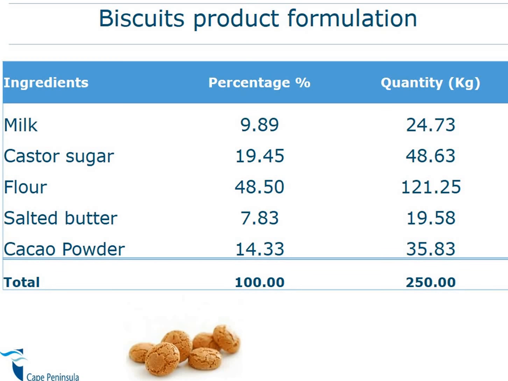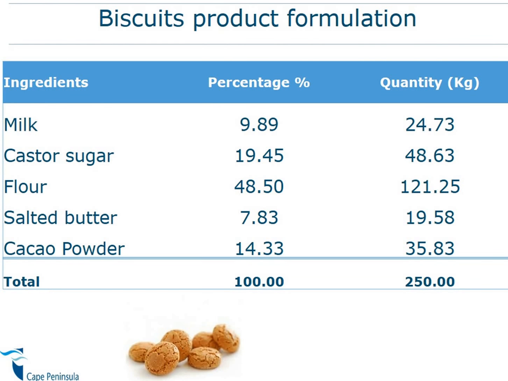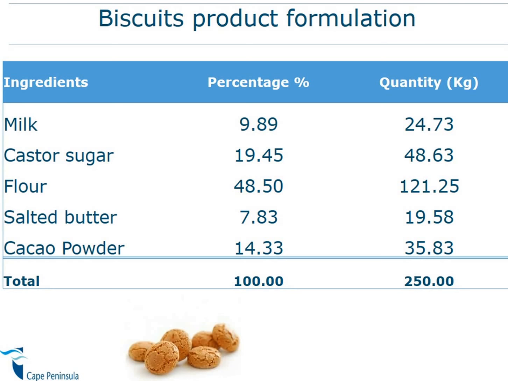So we are looking at biscuits here. This is a product formulation. So this then tells me what is the quantity of ingredients that I need to manufacture my product. The type of ingredients that I have are milk, castor sugar, flour, salted butter, and cocoa powder. And these are the proportions in percentage that I need. Note again, all these will sum up to 100.